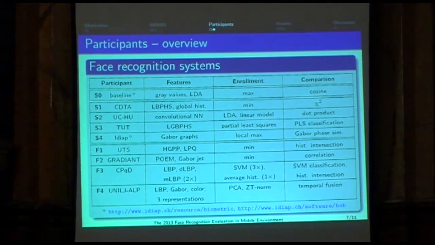And the most complex system probably was the F4 system, which used multi-representation PCA using 3 different image representations and extracting from these image representations features like local binary patterns, Gabor features, and also color information. And they used some temporal fusion to fuse these algorithms.